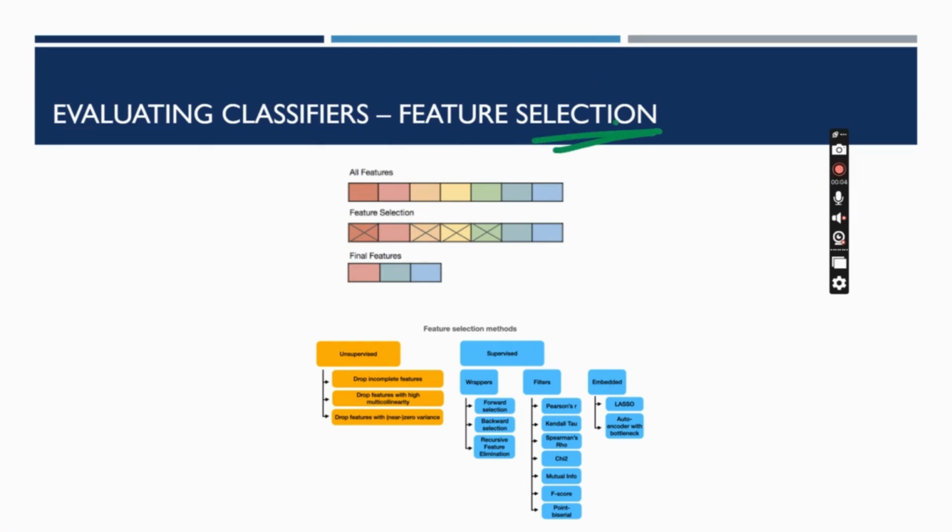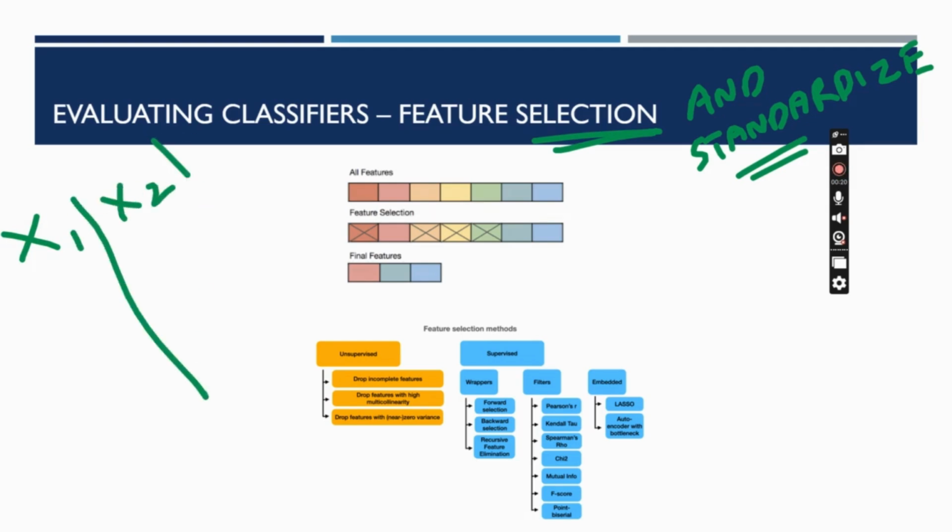Feature selection and feature standardization. So what is this feature standardization? Suppose we have first feature x1, second feature x2.